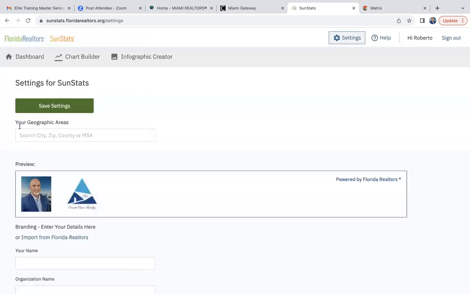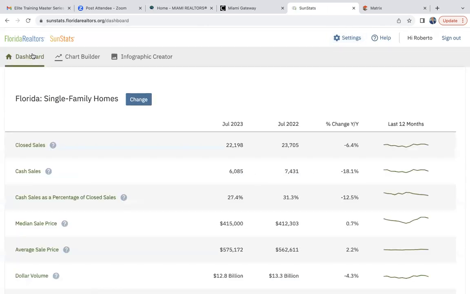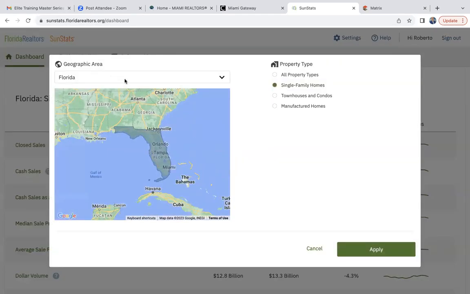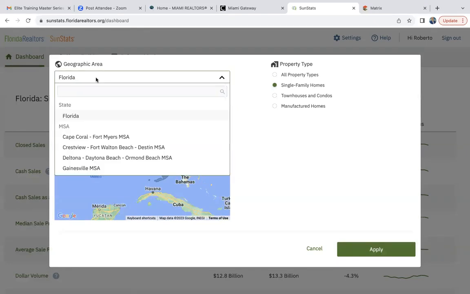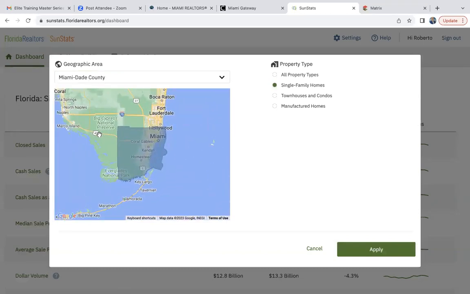So SunStats is actually some of the stats that we just went over, but it's placed in a presentable PDF that you can always share with your customers and your clients. We're going to click on change right here. And then where it says geographic area, we're going to put in Miami-Dade County. You can put in any zip code, any city, or any county. Single family homes, and we're going to hit apply.